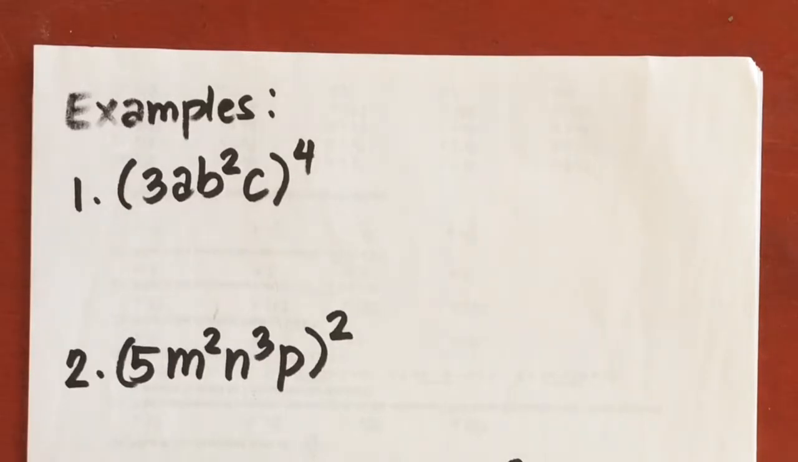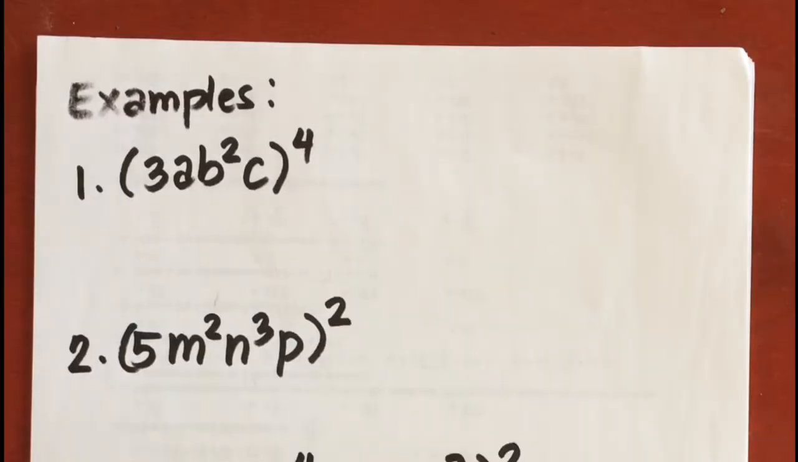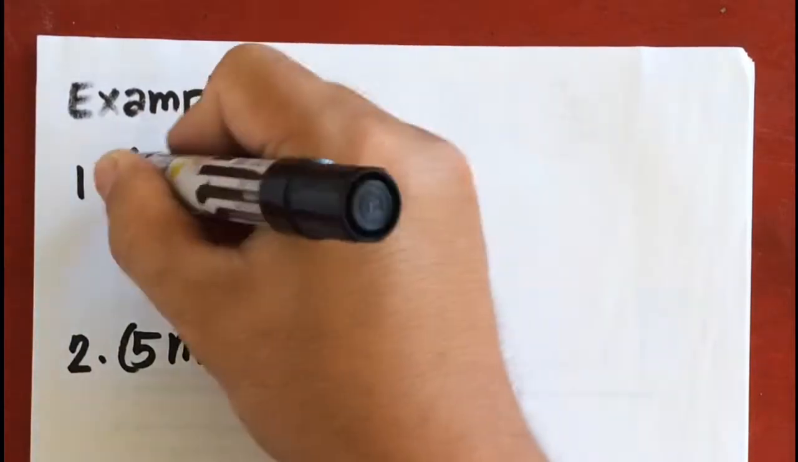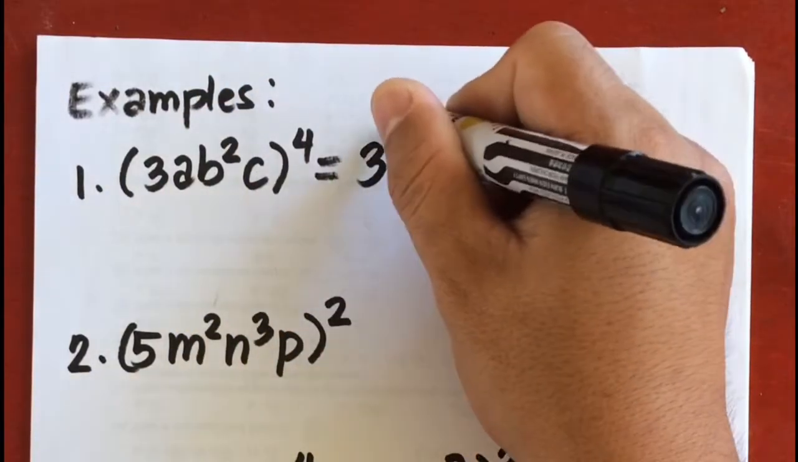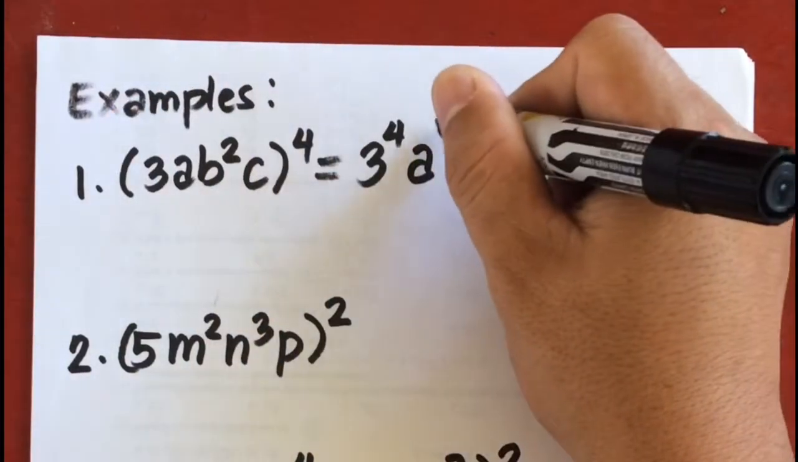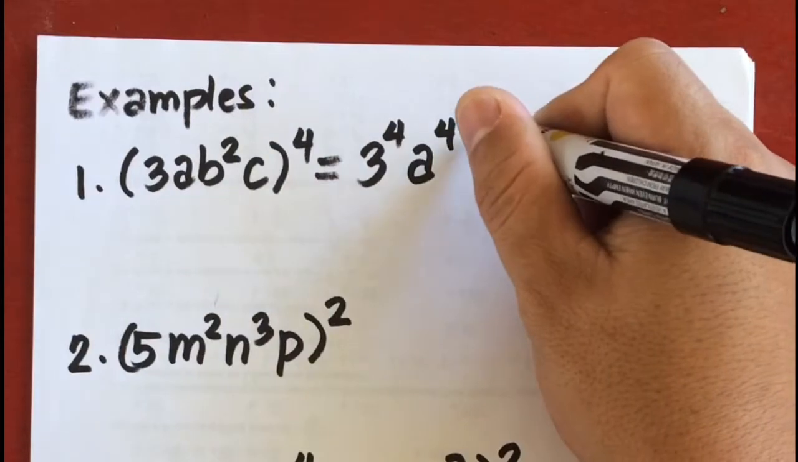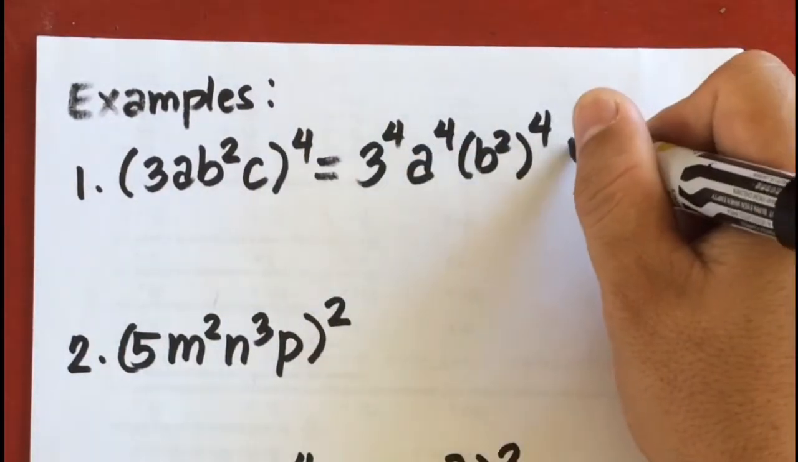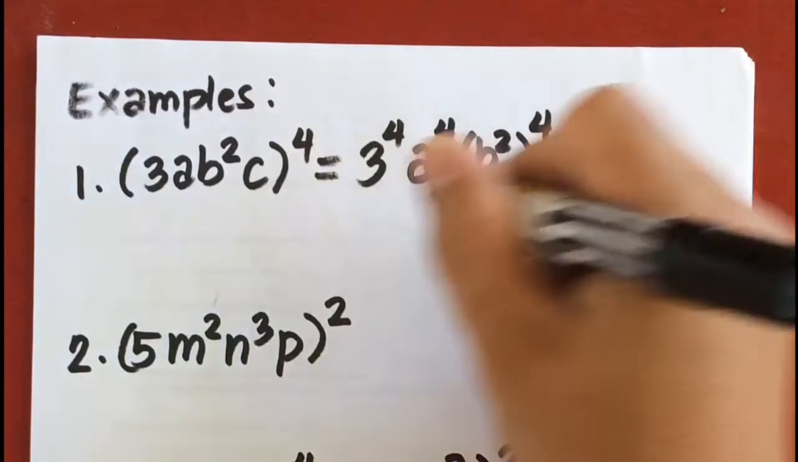Number 1: the quantity 3ab squared c raised to the power of 4. We're going to raise each of the factors to the power of 4. So this will be equivalent to 3, the first factor, raised to the power of 4, then a raised to the power of 4, then b squared raised to the power of 4, and the last will be c to the power of 4.